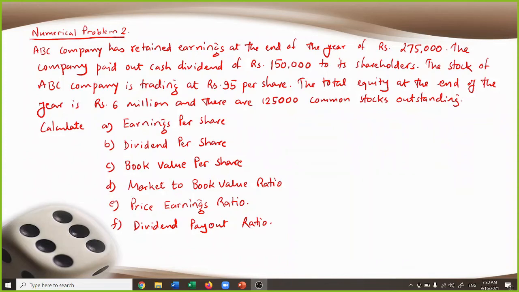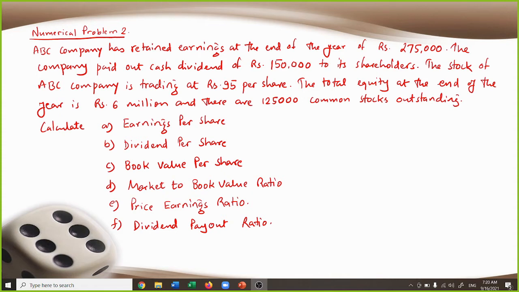Numerical problem 2. ABC company has retained earnings at the end of the year of rupees 275,000. The company paid out a cash dividend of rupees 150,000 to its shareholders. The stock of ABC company is trading at rupees 95 per share. The total equity at the end of the year is rupees 6 million and there are 125,000 common stocks outstanding.